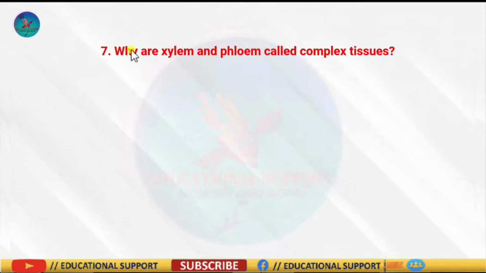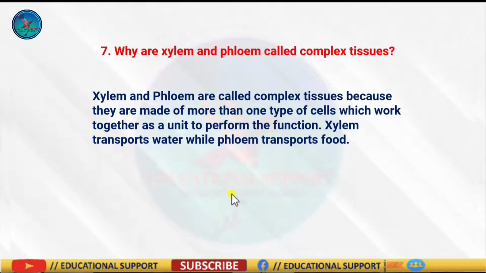Question number 7 is, why are xylem and phloem called complex tissues? Very important question. A group of different types of cells which perform a common function is called complex tissue. You know that. So xylem and phloem are called complex tissues, as all the cells work as a unit for a common function but have different structural organization.